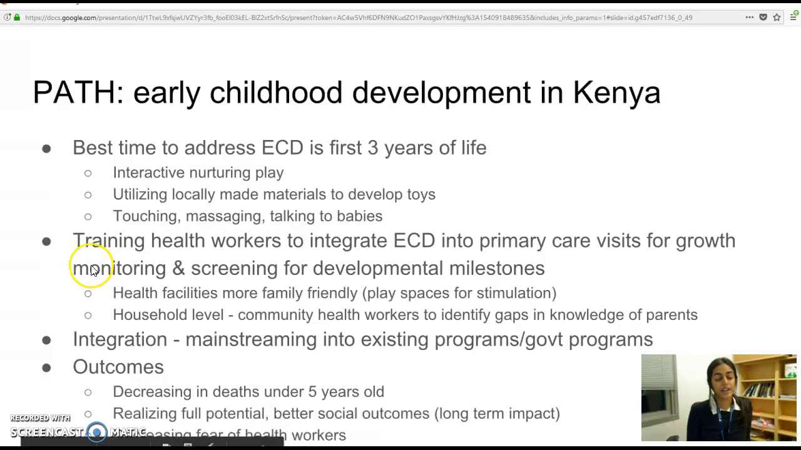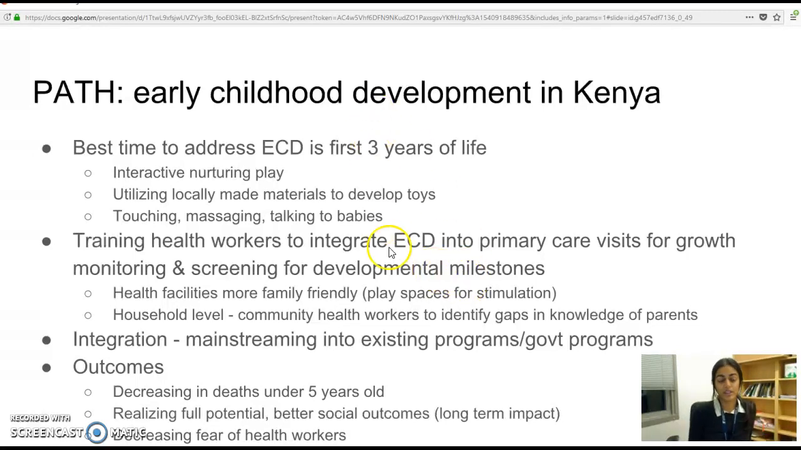So their main approach was training health workers to integrate ECD into primary care visits that were already happening for growth monitoring and screening for developmental milestones for children. And if any of you have children, you know that these visits to the doctor just to check on the development are so important.